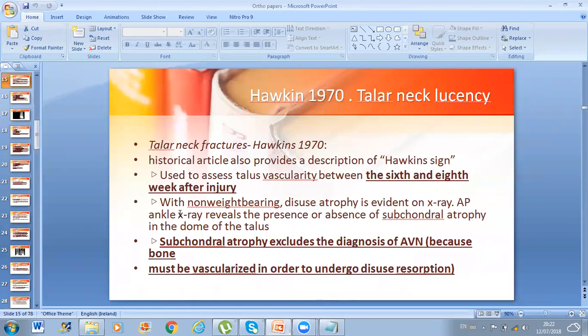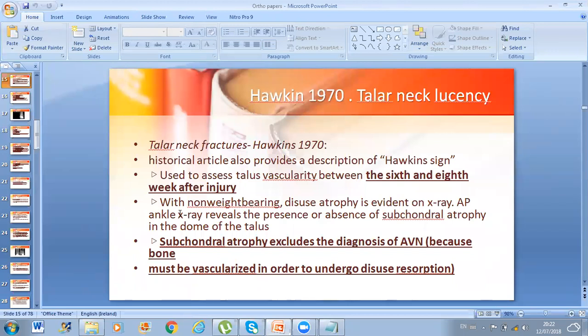So Hawkins explained that to assess the talar vascularity between 6 to 8 weeks, you should do a radiograph, non-weight bearing, and it should show disuse atrophy. And this absence of subchondral atrophy, this lucency, means that there is still blood supply. And subchondral atrophy excludes the diagnosis of AVN because bone must be vascularized in order to undergo disuse osteoporosis, resorption, sorry.